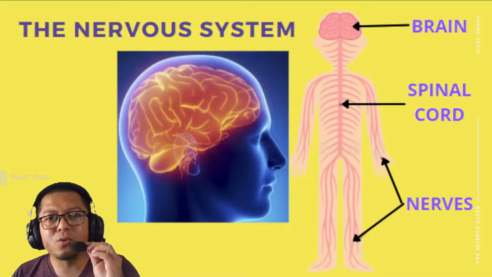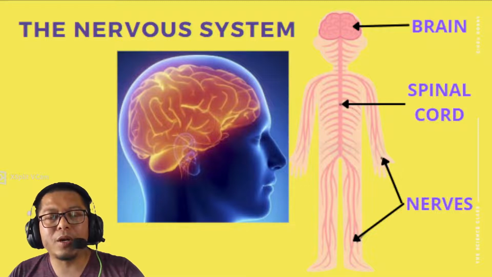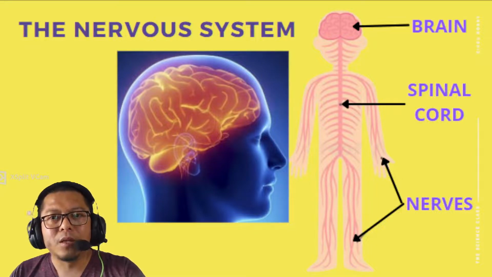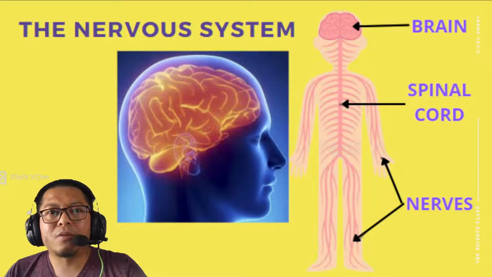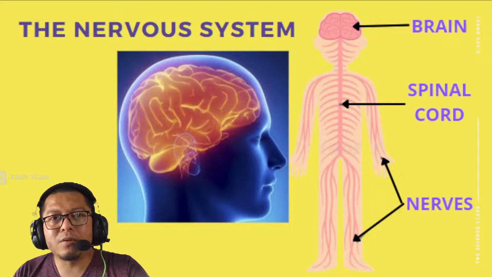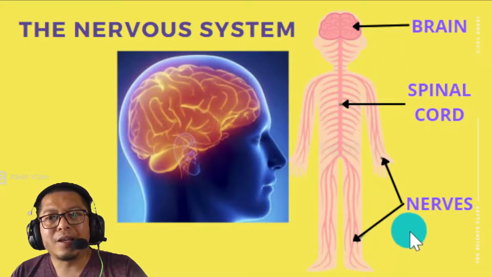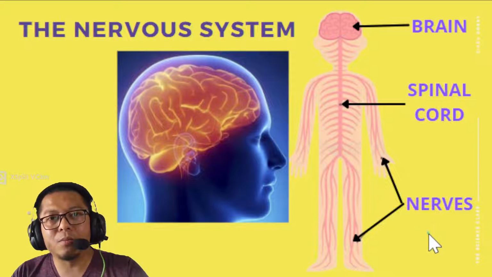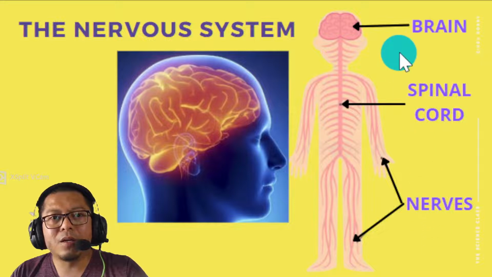Your brain controls everything. For example, your breathing system. So your brain would control your breathing system. If your brain cannot function properly, the other parts of our body cannot function properly. So there are three parts in the nervous system. That is the brain, spinal cord, and nerves. There are more specialized names for them, but for this time we only learn them as brain, spinal cord, and nerves.